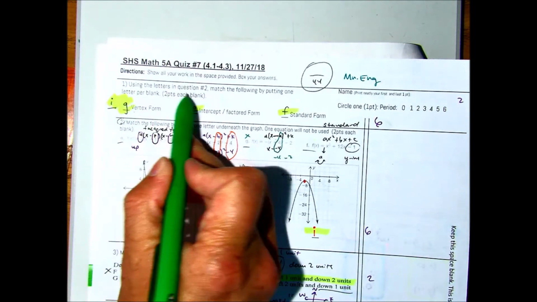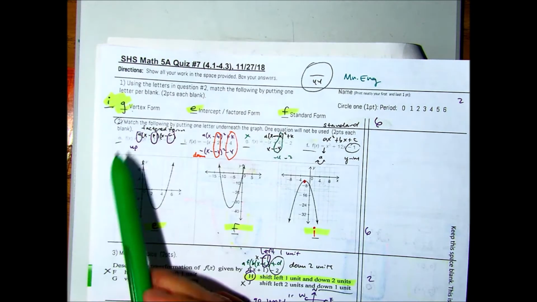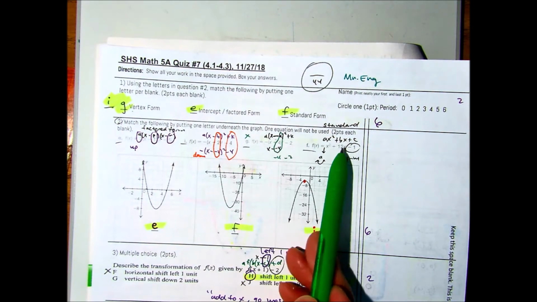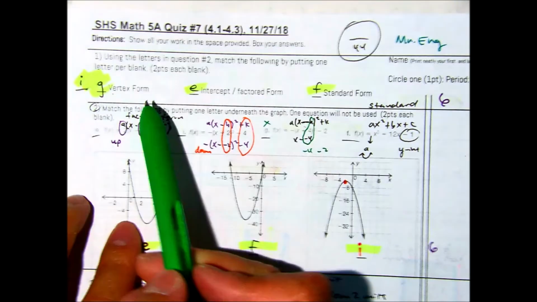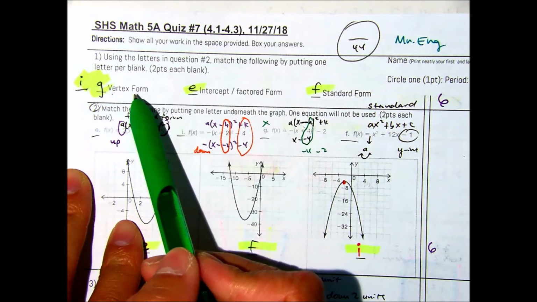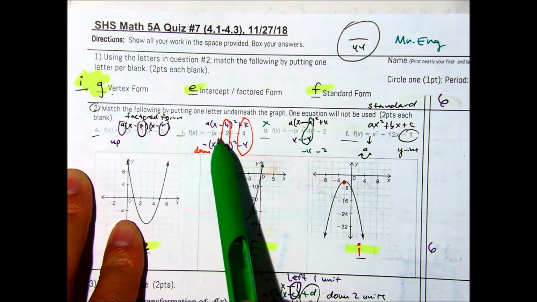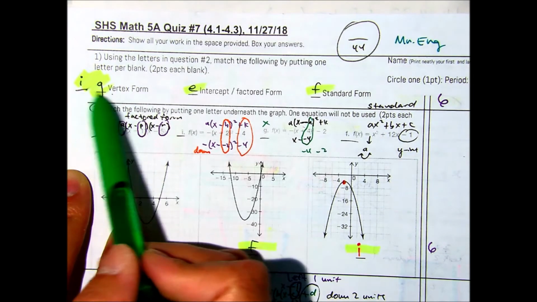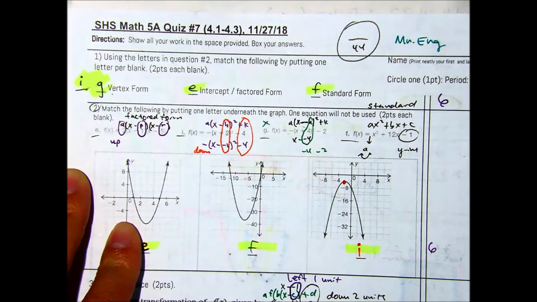Using the letters in question number 2, match the following by putting one letter per blank. If you had a look at all of these, they're asking you which one of these are vertex form. Vertex form has how many sets of parentheses, class? Vertex form has one set of parentheses to the power of 2. So that would be this one and this one. So you could have put either letter I or J or G to be correct.